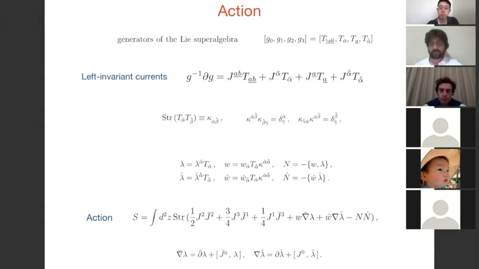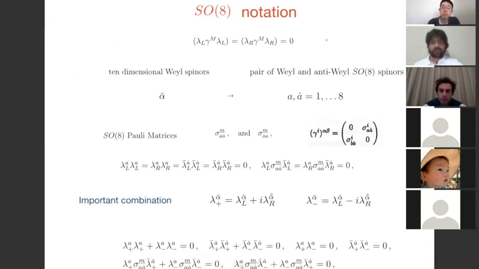So I'm not going to use the action anymore, but this action basically follows from replacement of this general action. So it will be important to introduce here some notations. I work mainly with SO8 notation. So these are the pure spinor constraints that I mentioned, right?